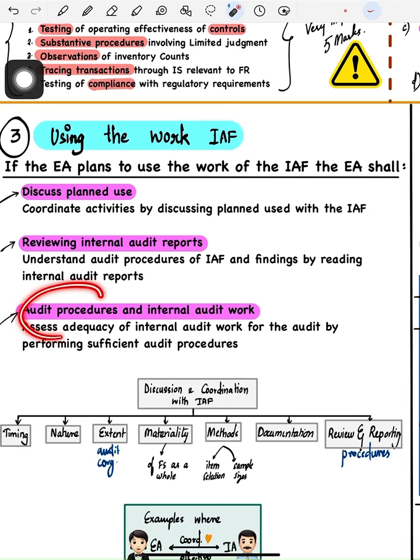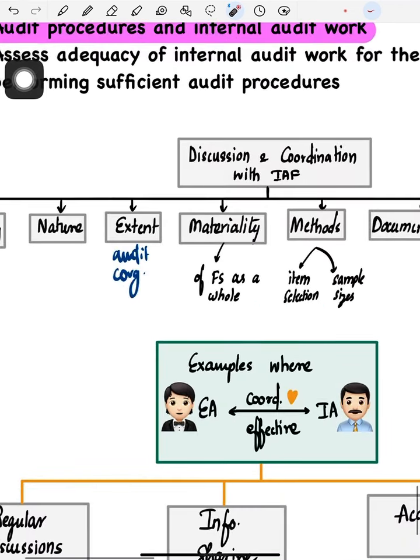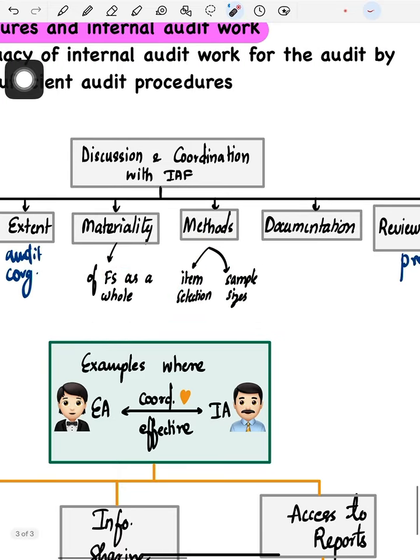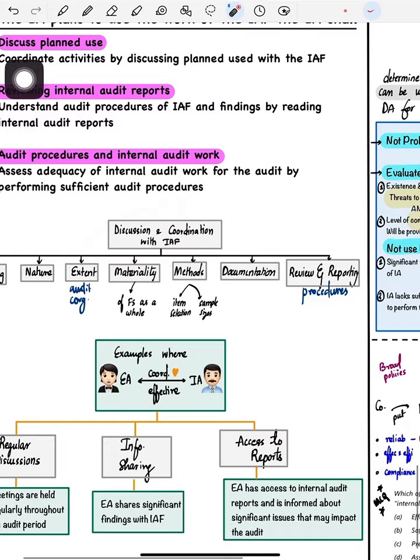Next, audit procedures and internal audit work. Assess the adequacy of internal audit work for the audit by performing sufficient audit procedures. So you should perform audit procedures to assess the adequacy of the internal audit work as well. One important thing is that discussion and coordination with the internal audit function should be on a timely basis. It should cover the extent of audit coverage and materiality. Next, the methods, item selection or sample sizes, documentation, and reviewing and reporting procedures. These are all the things that you will cover in discussion and coordination with the internal audit function.